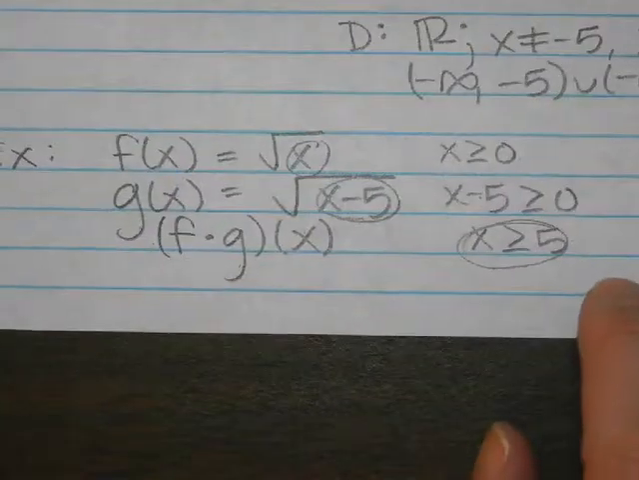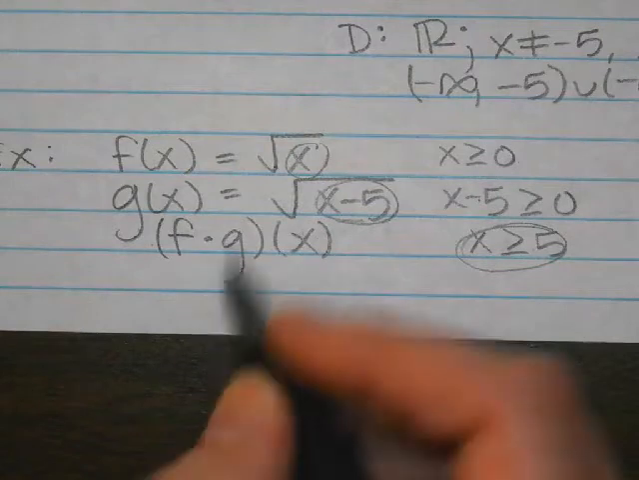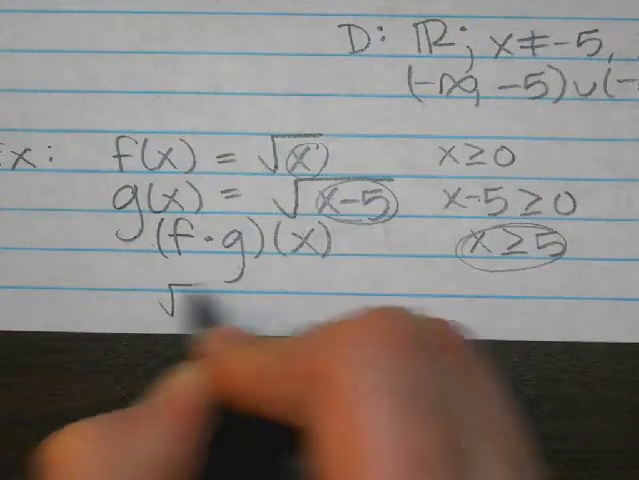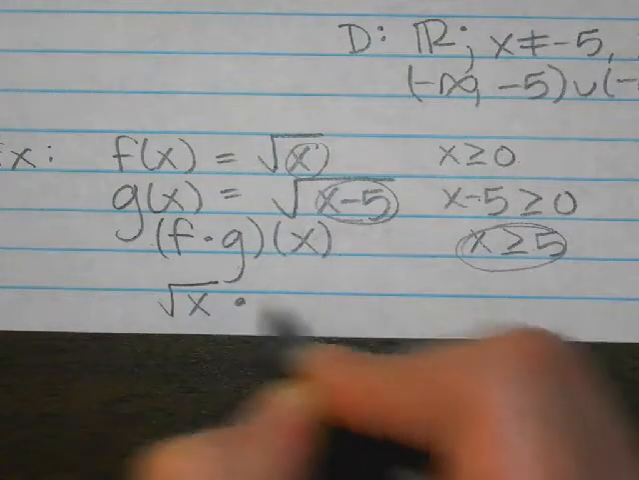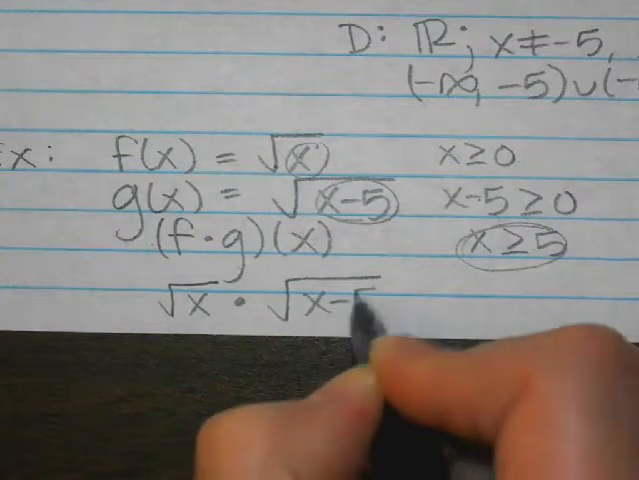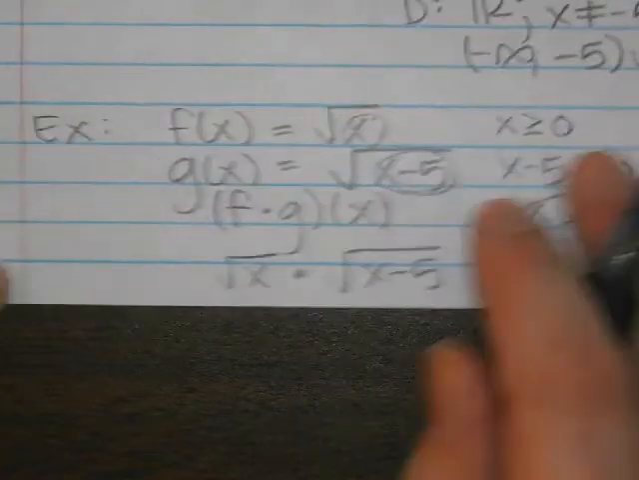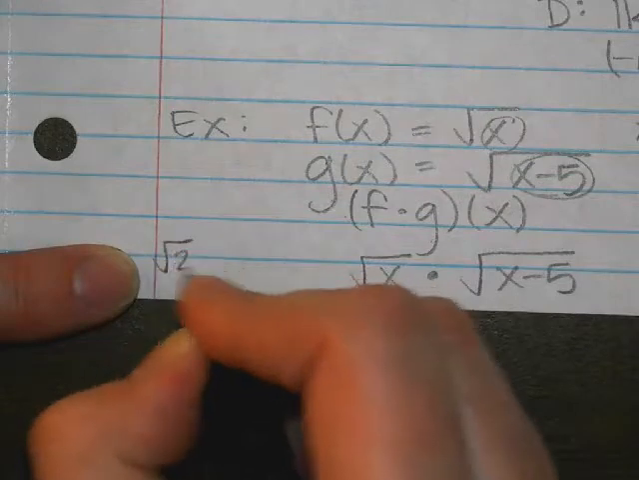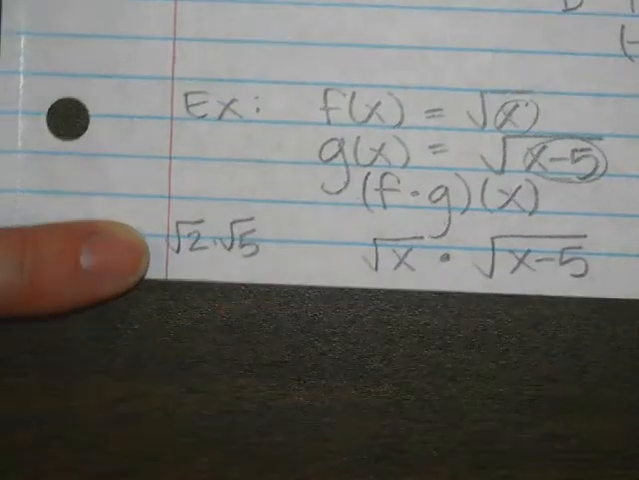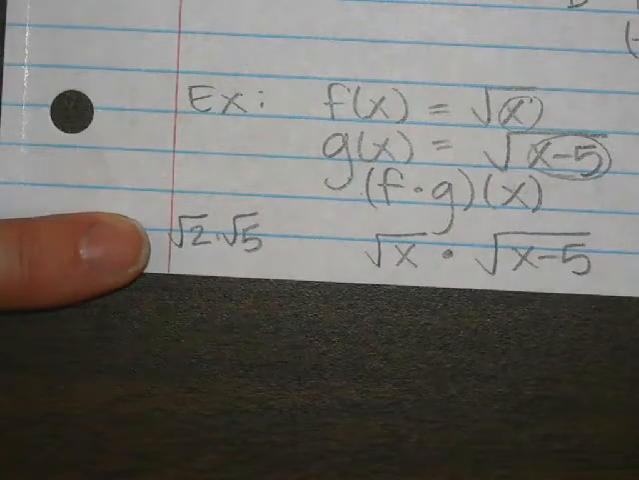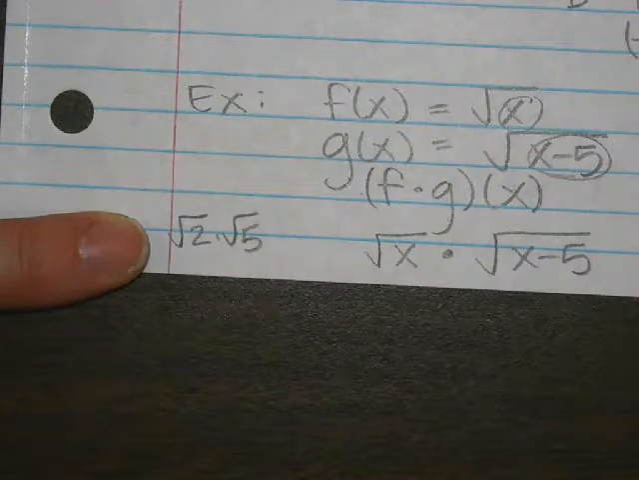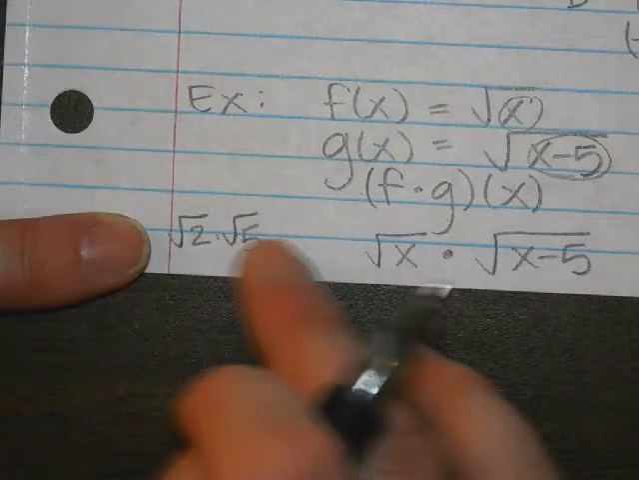All right, so let's look at this problem. If we multiply these, we're going to say we have the square root of x multiplied by the square root of x minus 5, and that means we have to remember how to multiply square roots. Do you guys remember how to do that? So what if I had square root 2 times square root 5? You multiply them. That would be square root 10. Okay? Because you just multiply the numbers underneath.